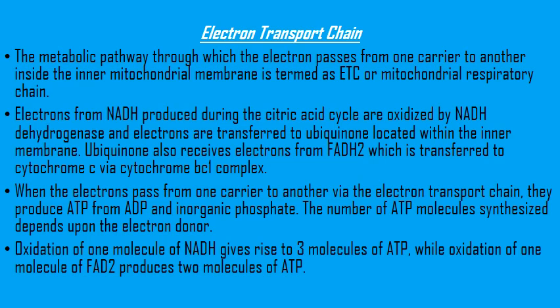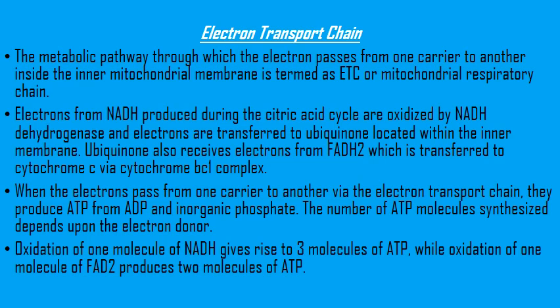Electrons from NADH produced during the citric acid cycle are oxidized by NADH dehydrogenase and electrons are transferred to ubiquinone located within the inner membrane. Ubiquinone also receives electrons from FADH2 which is transferred to cytochrome C via cytochrome B complex. When the electron passes from one carrier to another via the electron transport chain, they produce ATP from ADP and inorganic phosphate.